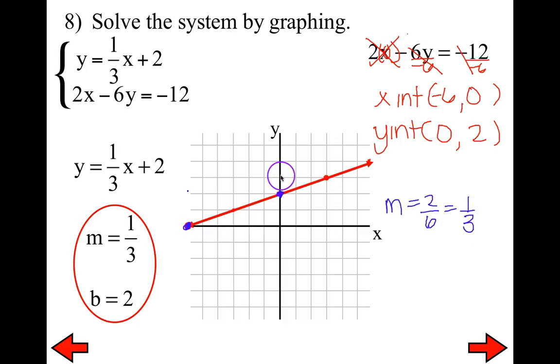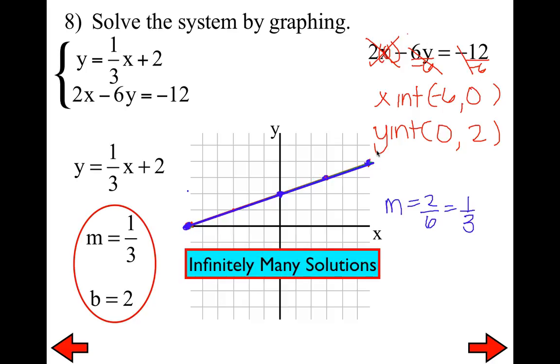So I'm going to go up 1 over 3, up 1 over 3. If I wanted to, I could have also done up 2 over 6. But hopefully you recognize that this is the same exact line. In fact, they're laying right on top of each other. They coincide. So here I would say that there are infinitely many solutions.